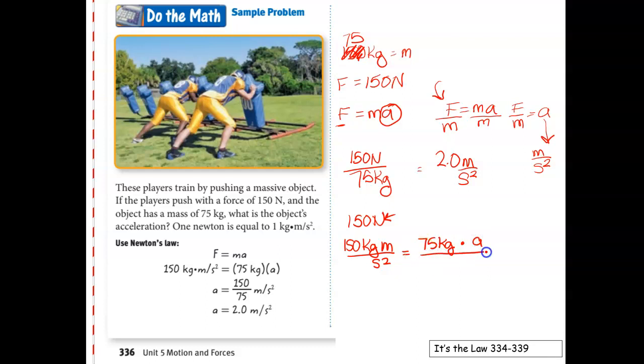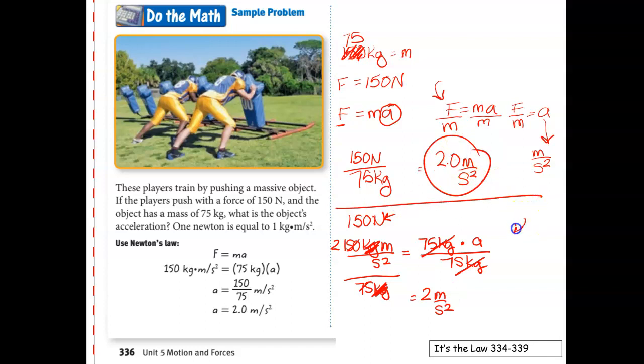And we do the same thing. We divide each side by mass. It cancels this out. And then we divide this in here and we get 2. And then this unit cancels out because it's on the top and the bottom. And then we end up with 2 meters per second squared. So this is just to show you how those units canceled out.